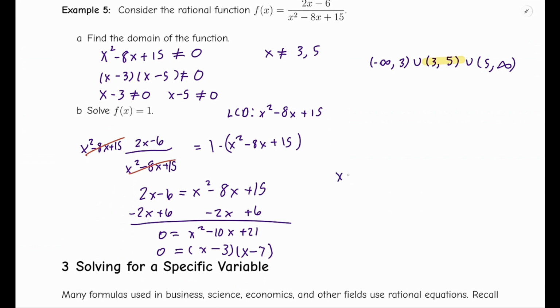So that means x minus 3 equals 0, or x minus 7 equals 0. So we get x equals 3, or x equals 7. Now, since I know the domain, it cannot equal 3 or 5. That tells me, without me having to plug it into the LCD, that 3 will not work, so that's an extraneous solution, but 7 is an appropriate solution.